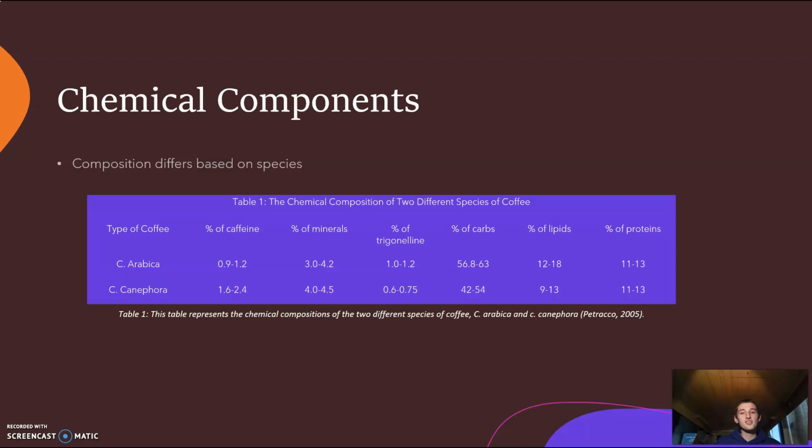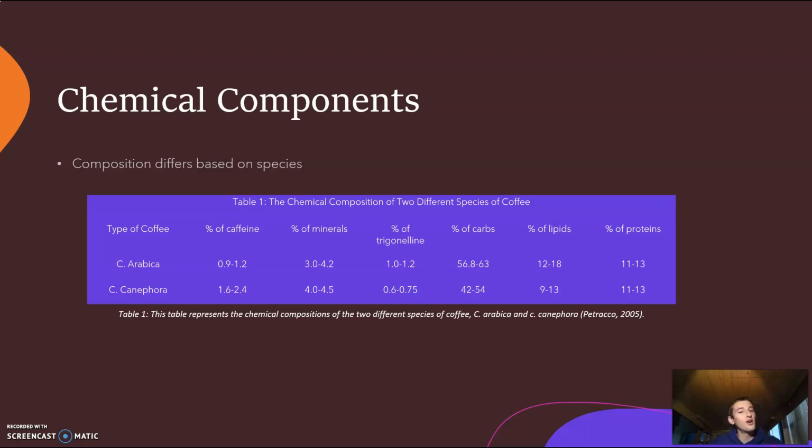So this composition obviously differs based on the species. And also these ranges of percentages differ based on blend techniques. So there are different blend techniques that will give you different numbers here. But in general, you'll see that Coffea canephora has double the amount of caffeine that Arabica has, at 2.4% versus 1.2%. And canephora has less carbs, at 54% versus 63% for Arabica. And it also has less fats, at 13% versus Coffea arabica having 18%.